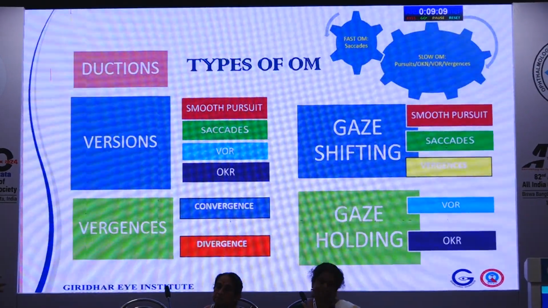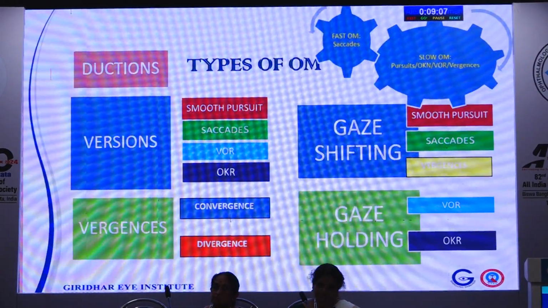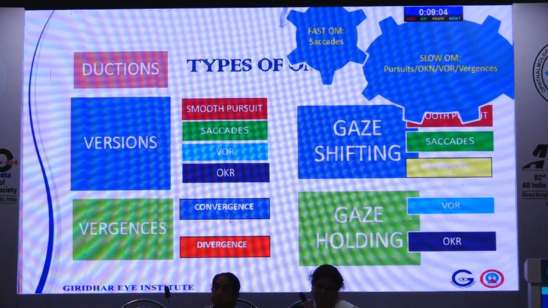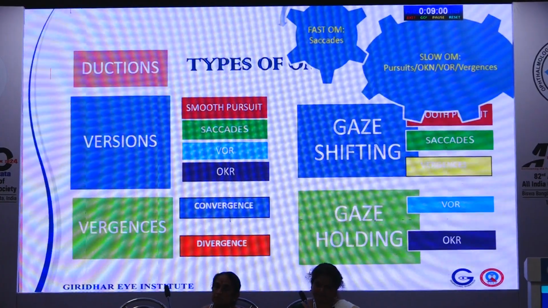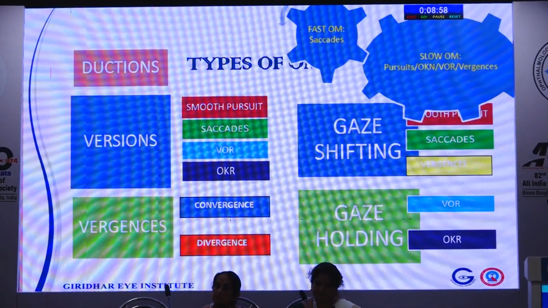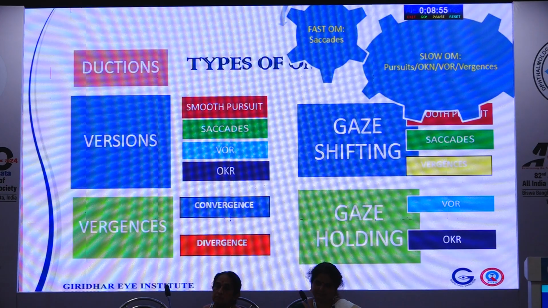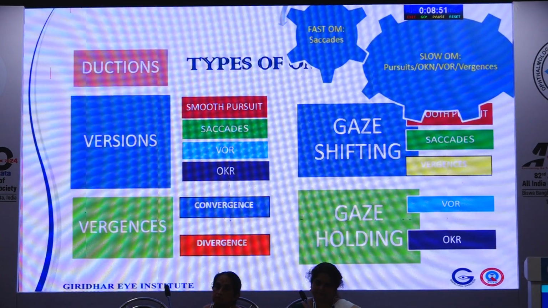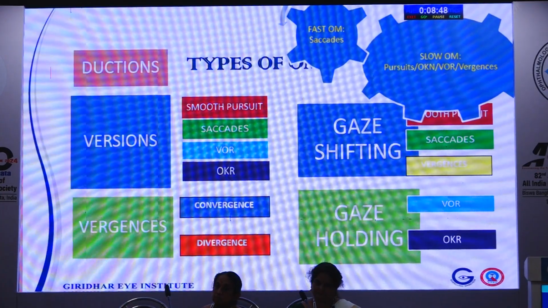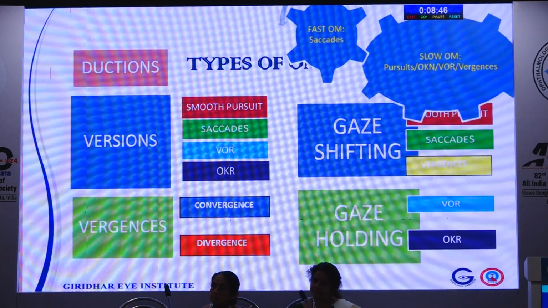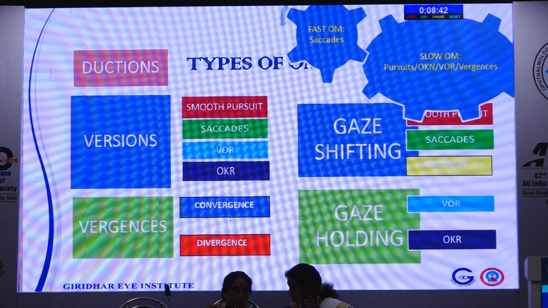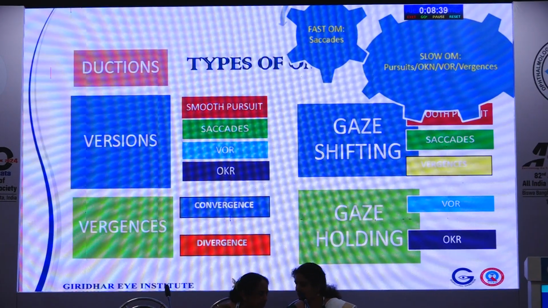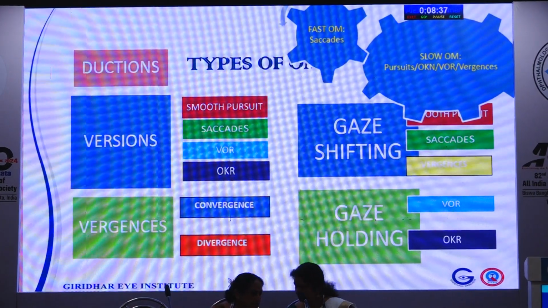So from this point of view, I'd like to classify the movements as fast ocular movements like saccades, and slow ocular movements like pursuits, optokinetic nystagmus, vestibulo-ocular reflex and vergences, or as gaze shifting or gaze holding. So what's the purpose of all this? It's basically to focus the image onto the fovea and to keep track of the image as the observer moves or as the target moves. So basically all eye movements and all this control is to get a good image of the object and to keep it tracked onto the fovea.